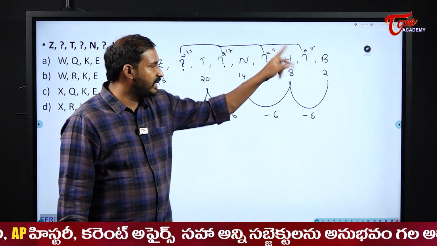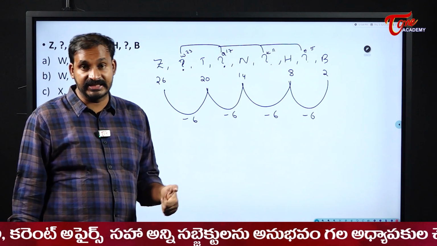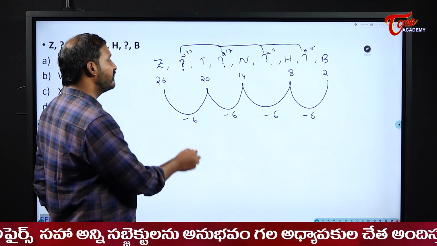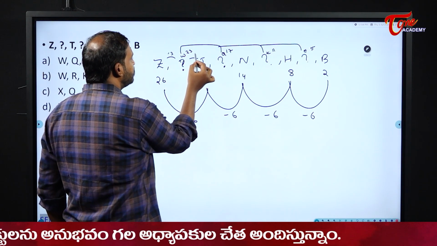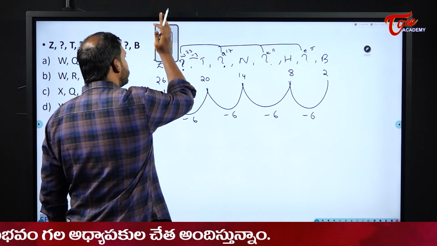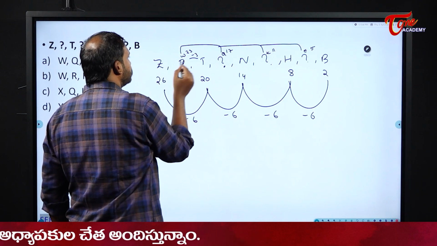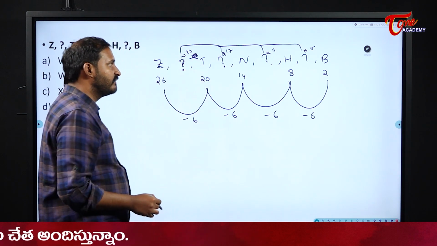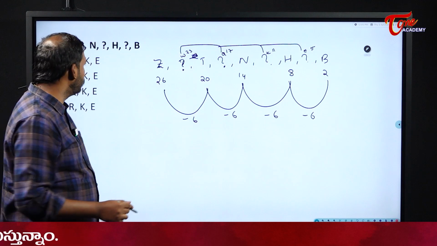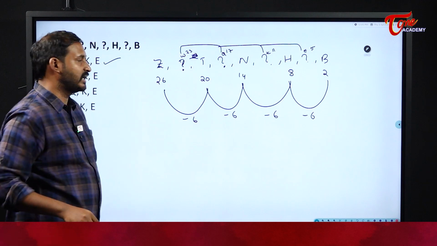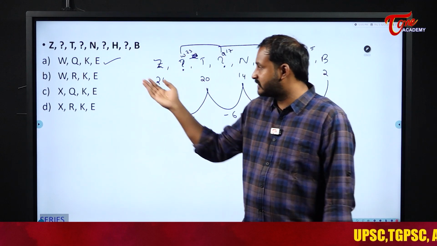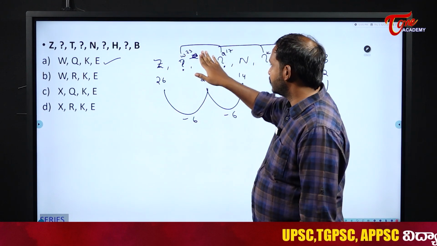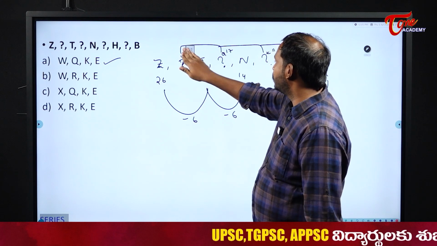W, Q, K and E: minus 6, minus 6, minus 6. It is satisfying. At the same time, if you observe, students, between these two it becomes minus 3, and all the differences also become minus 3 here. So my answer here will be W, Q, K, E. But all the time you will not get the first option as the answer, right? We will see what the wrong options are here. We will try to check here.